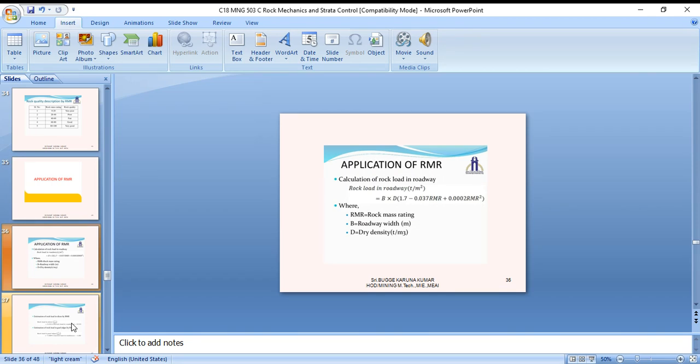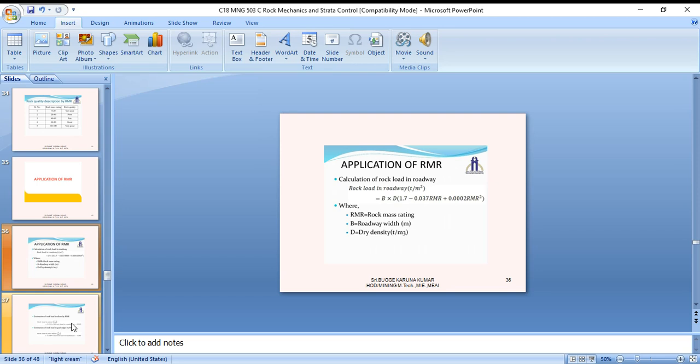So, for example, the calculation of rock load in the roadway. This is the application of the rock mass rating. B is the breadth of the roadway and D is the density of the roadway. So by this, any roadway calculation can be possible. This is the application of the RMR, rock mass rating.